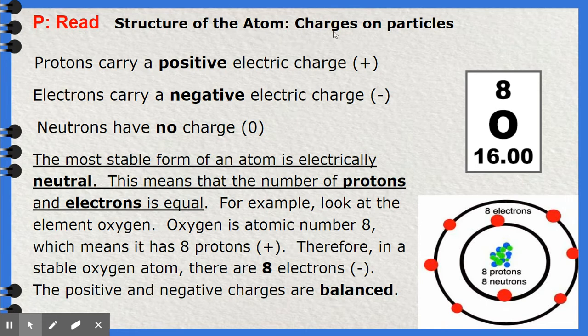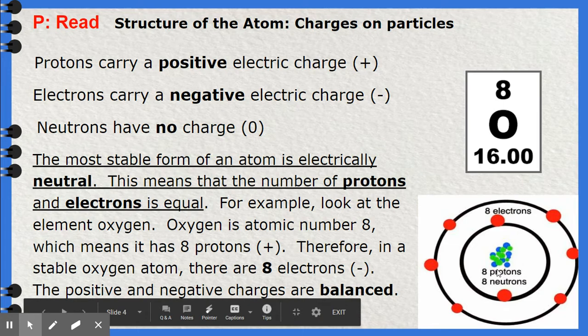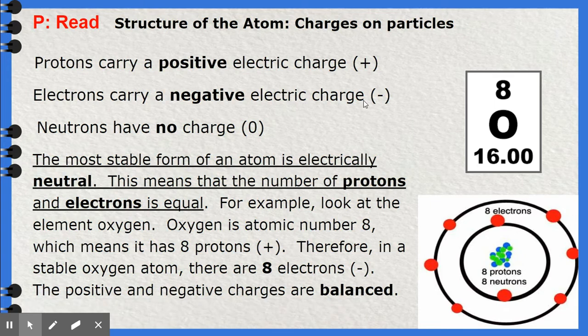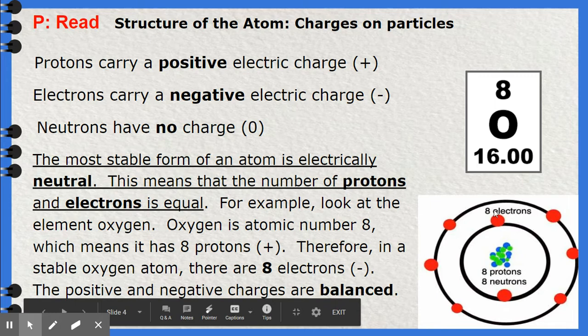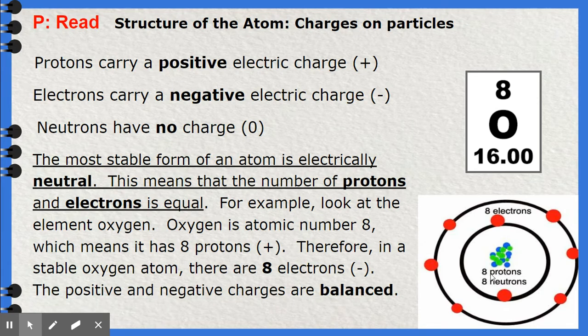Structure of an atom. Let's read about charges on particles. Protons carry a positive electrical charge. So our protons are always positive. You can remember that. P for proton, P for positive. Electrons carry a negative electrical charge, and those electrons are found outside the nucleus, orbiting the nucleus. Neutrons have no charge, so neutrons, they would have no electrical charge, no positive or negative.